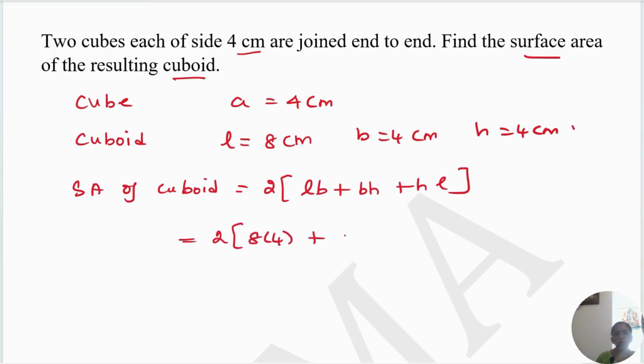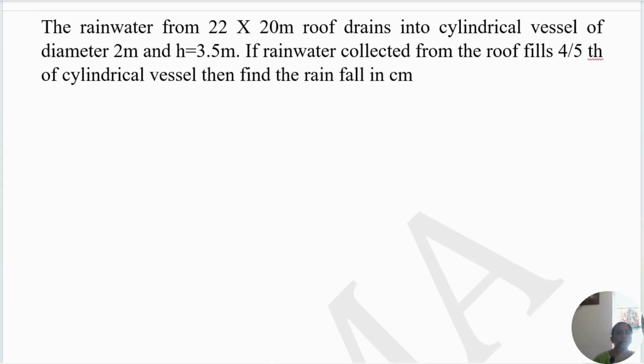8 into 4 plus 4 into 4 plus 4 into 8. So now this answer is 160. Since it is surface area, write the answer in square units. So centimeter square.